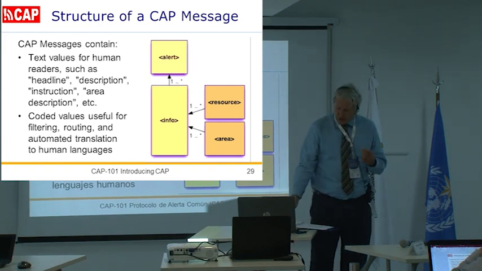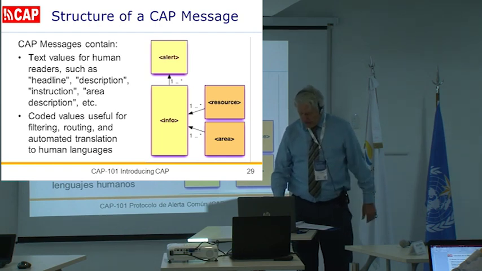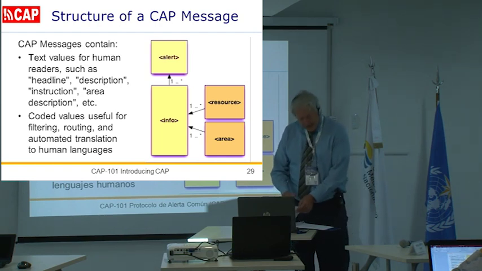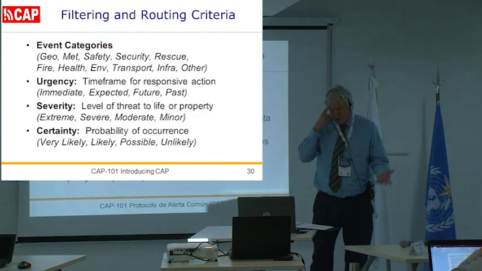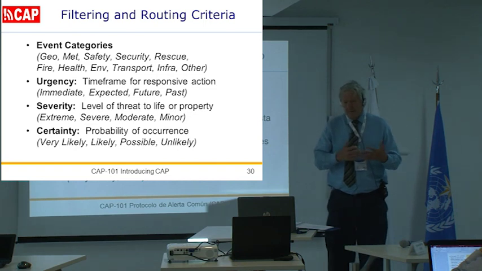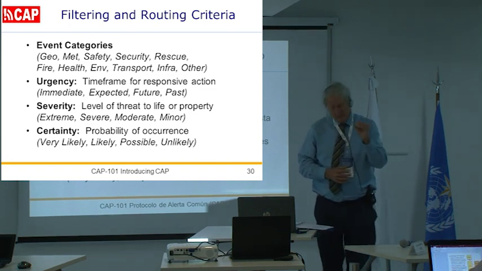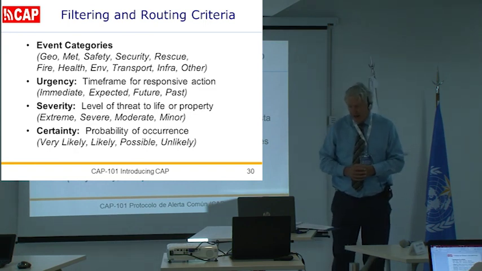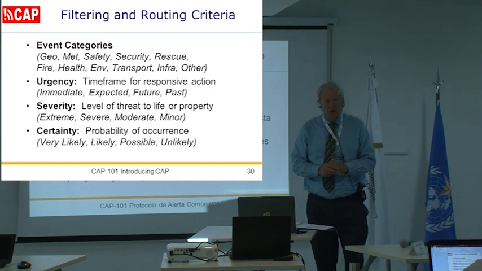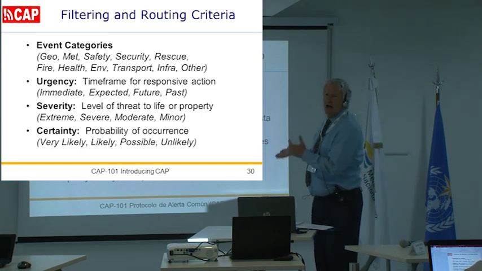But CAP messages also contain coded values, which are critical for the automated filtering, the routing, the translation to human languages, et cetera. And let me just show some examples of that. So first of all, I already mentioned, we have the event category. Geophysical, meteorological, safety, security, rescue, fire, health, environmental, transport, infrastructure. And if it doesn't fit any of those, other.